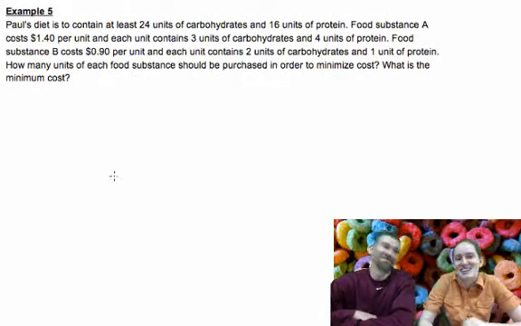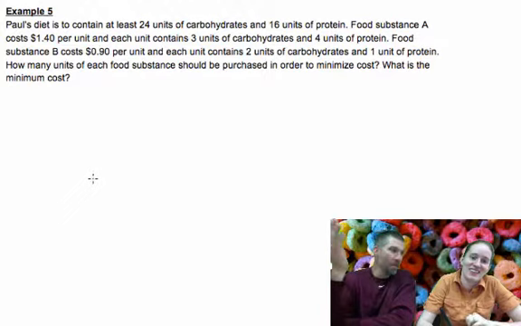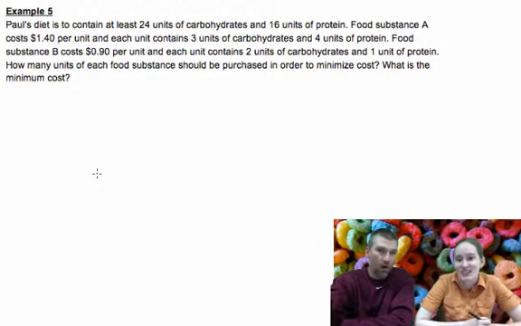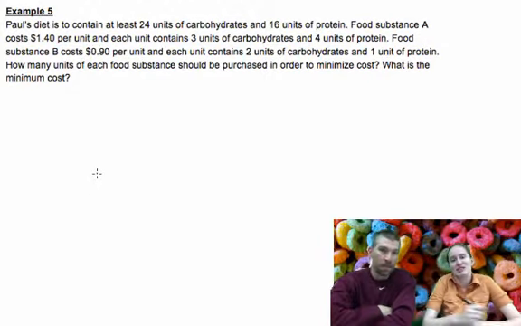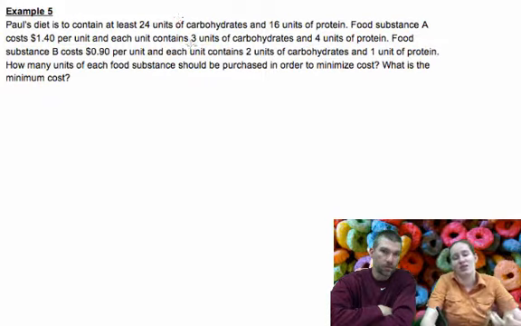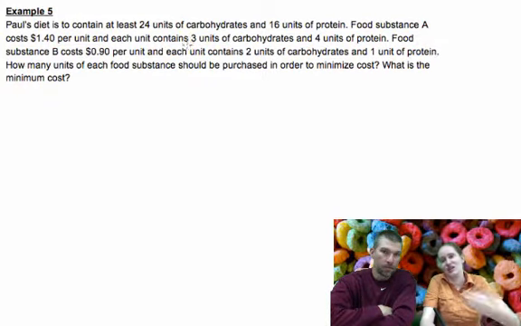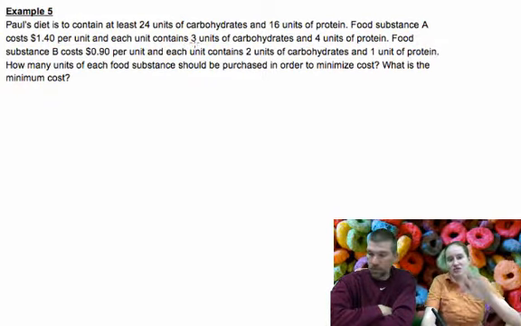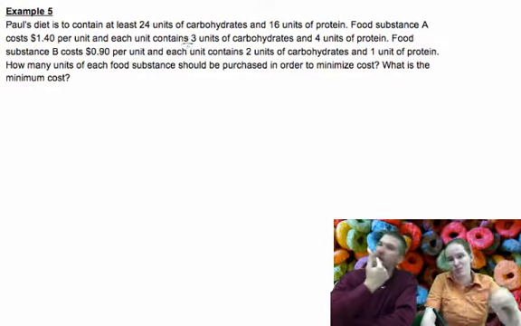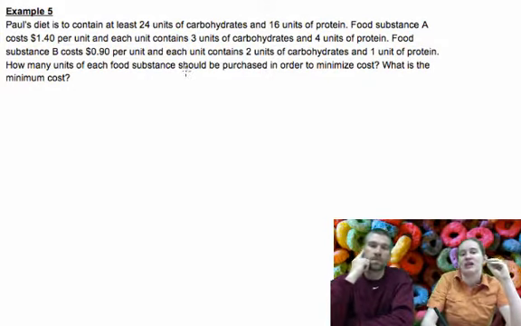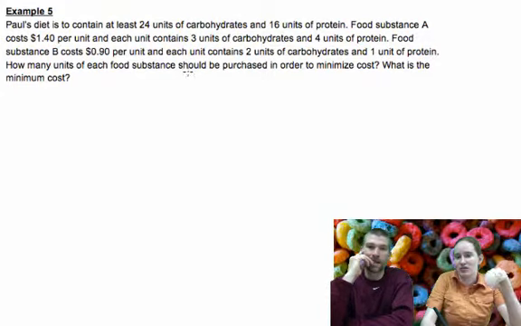Example 5. Paul's diet. These can be hard, sorting all of this out. There's a lot of information here that we have to wade through, because now they're putting it all on us to do this linear programming process. So we have to come up with the objective function, and we have to come up with the constraints.